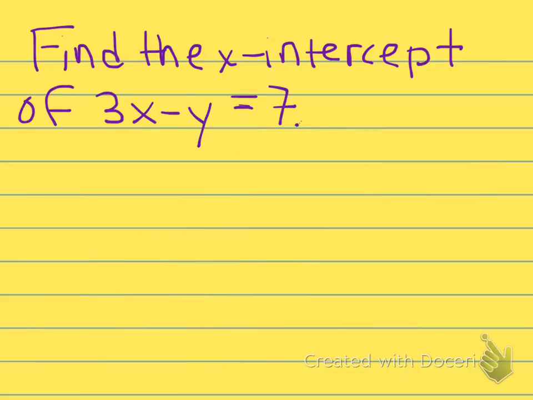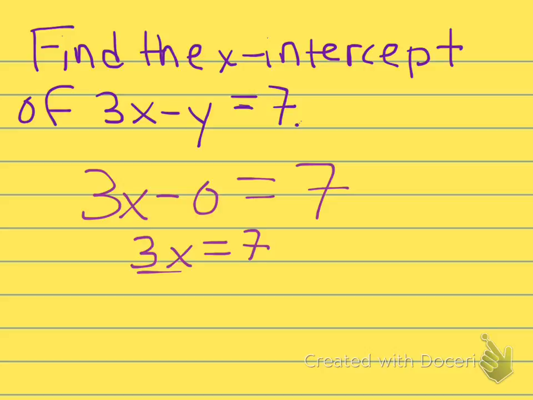Here we need to find the x-intercept. That means we plug in 0 for Y and solve. So we have 3x equals 7, divide by 3, and we can just leave our answer as a fraction. So the x-intercept would be 7/3.